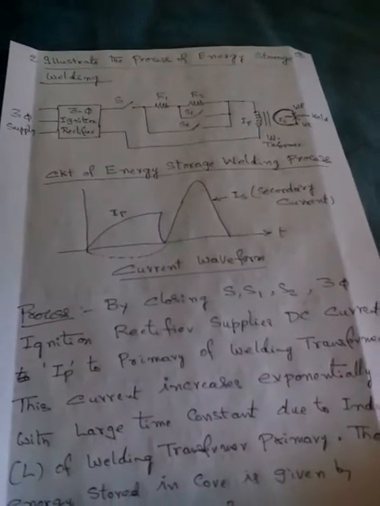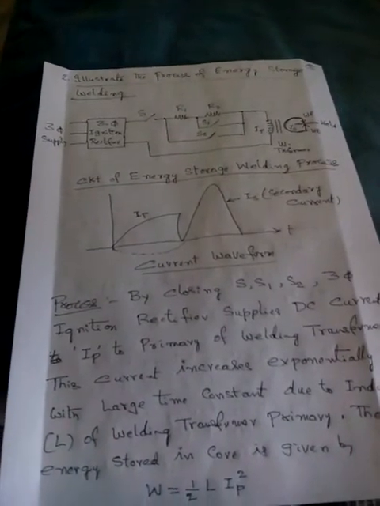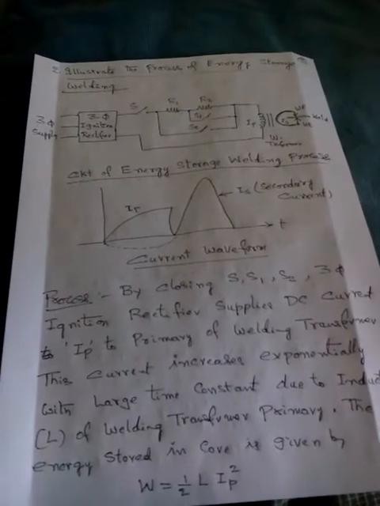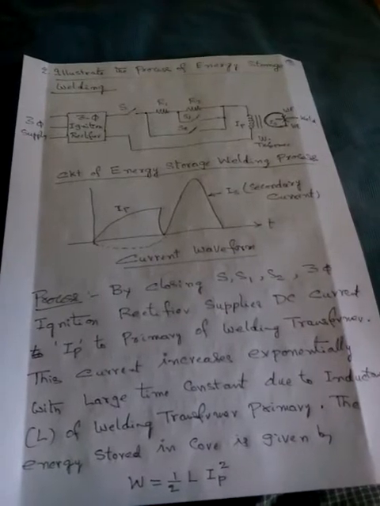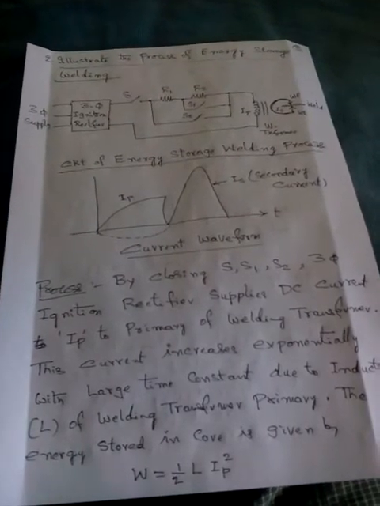So the process is, by closing S1 and S2 initially, the three-phase ignition rectifier supplies DC current IP to the primary of the welding transformer. The current increases exponentially. The IP increases exponentially with a large time constant due to the inductance L of the welding transformer in the primary.